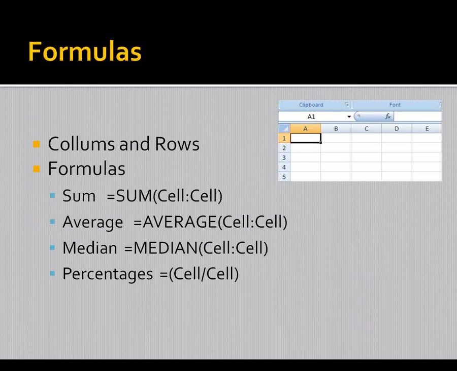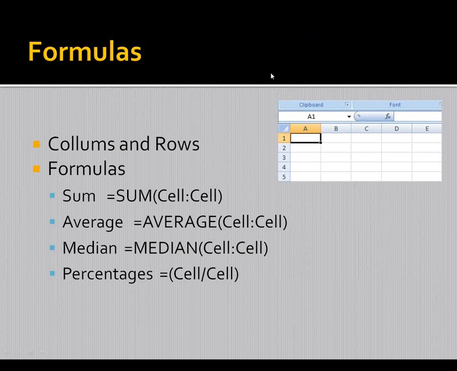Essentially, one of the big things about Excel is that you can put in formulas to help you calculate your information. An Excel spreadsheet is comprised of columns and rows. A column is all of the A, B, C, D. Those are your columns, and your rows are the 1, 2, 3, 4, 5. Within those columns, you can put in specific formulas. For instance, you can ask it to total a group of numbers, which is the sum function, or you can look for an average, a median, or even a percentage.